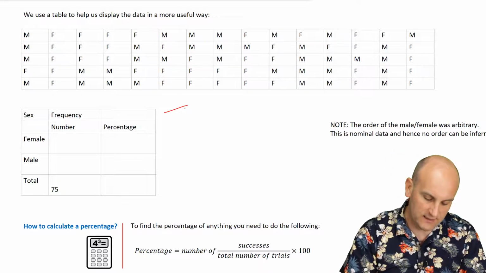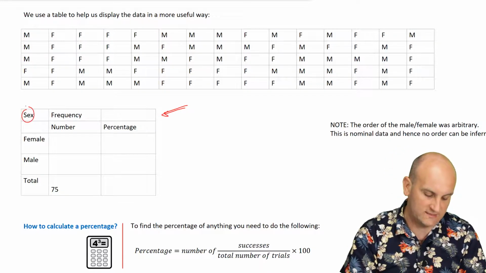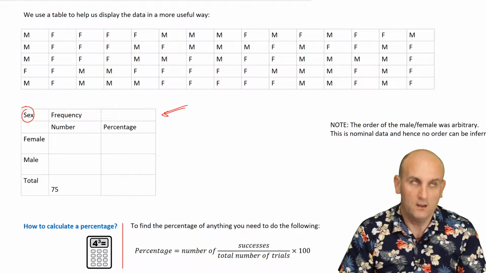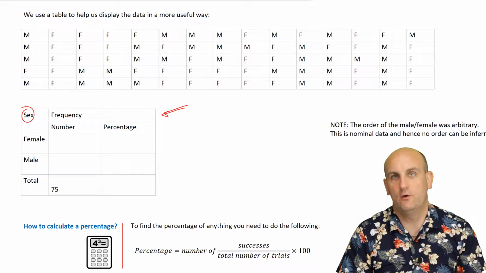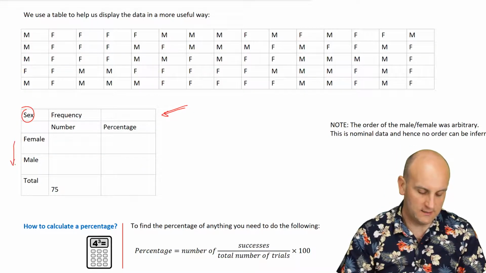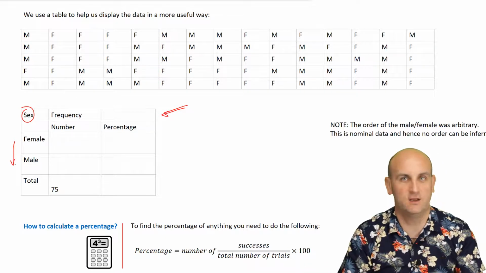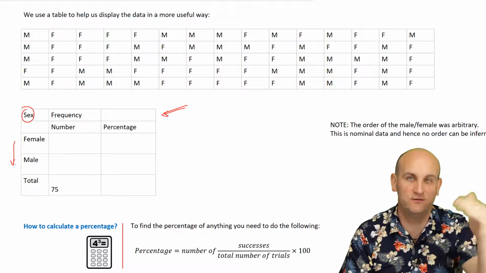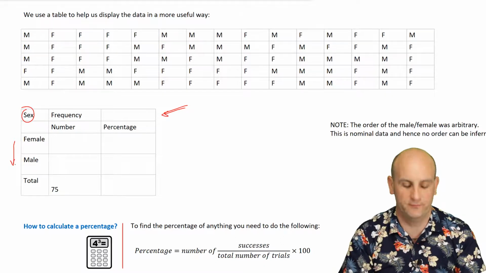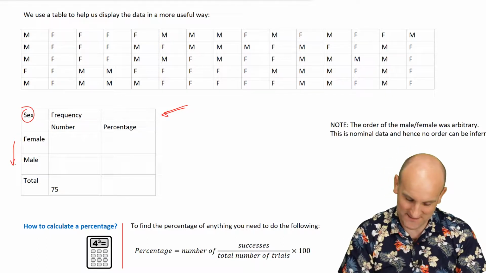So I've scaffolded it here, and what do I have? I have sex, which is obviously female or male. Now, the order I've put them in here is not linked to anything. It's completely arbitrary. I could do male then female, but actually I tend to do female then male. Females are way more important than males. See, I threw that one in there, didn't I?